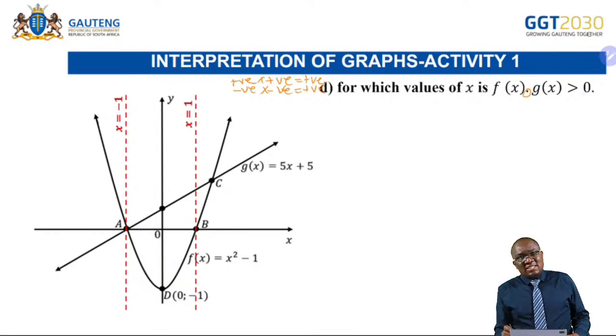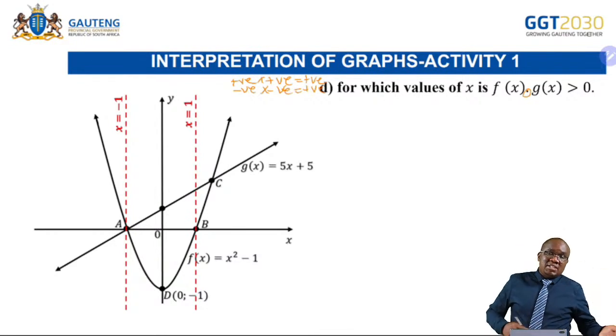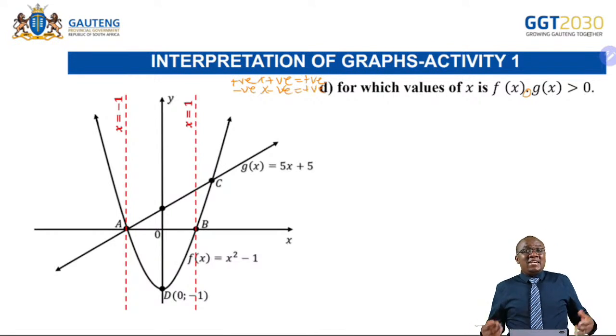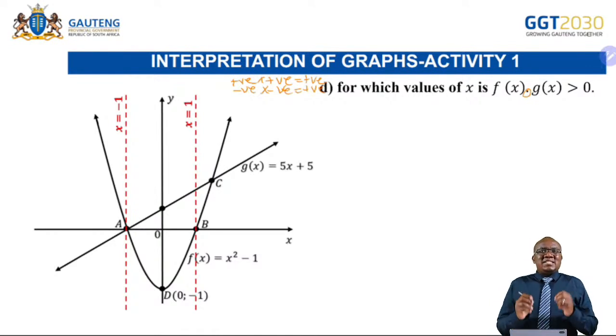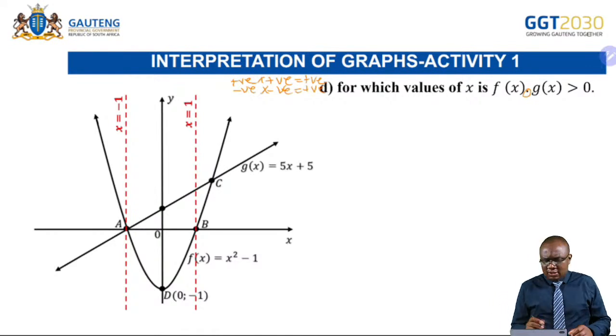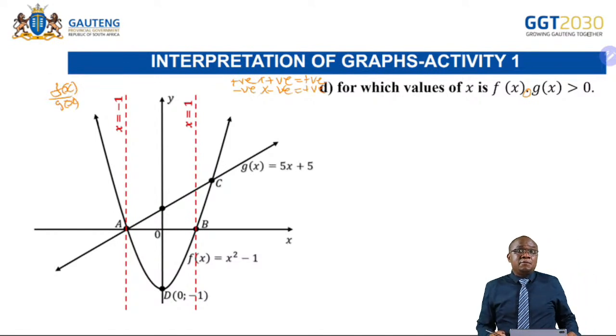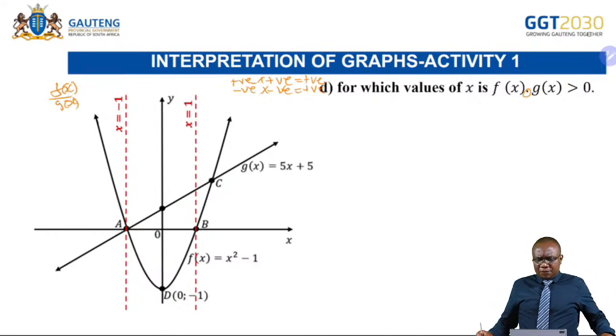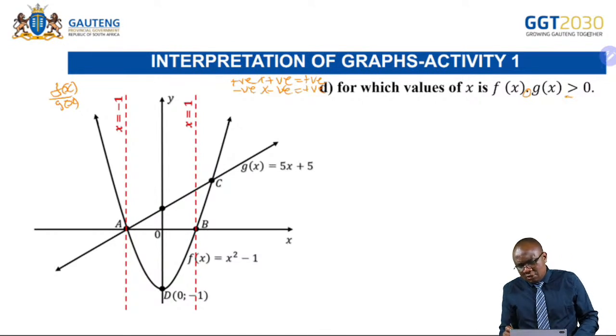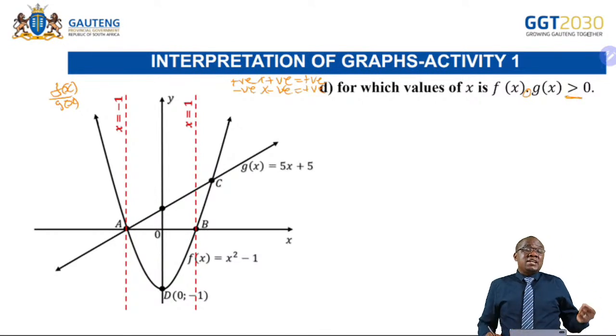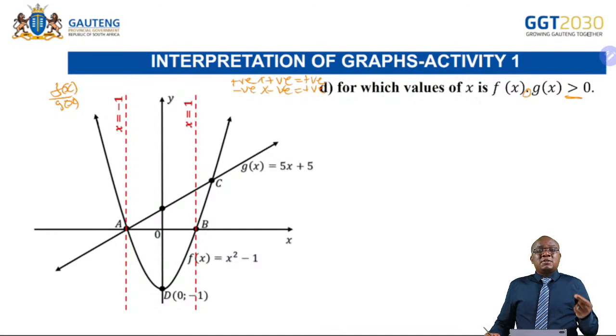If it said less than 0, then one must be positive and the other must be negative. Remember, less than 0 means negative. Greater than 0 means positive. So the concept I'm explaining here is the same thing even with the quotient. This is the product. The quotient is division. When you get something like this, use the same concept. You may not have time to get such an example, but use the same concept. Okay? Right. So now greater than 0 means positive. It's either the two graphs are positive or the two graphs are negative.